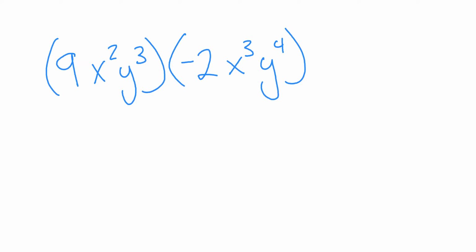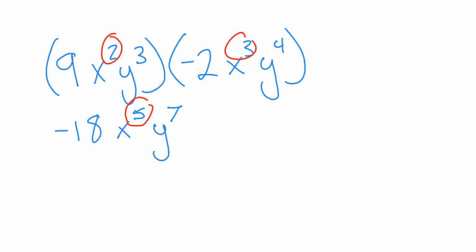So we can actually multiply our 9 times our negative 2 and get negative 18. We can multiply our x squared times our x to the 3rd and get an x to the 5th. And we can multiply our y to the 3rd times our y to the 4th and get a y to the 7th. Make sure you understand why we are adding the exponents here.